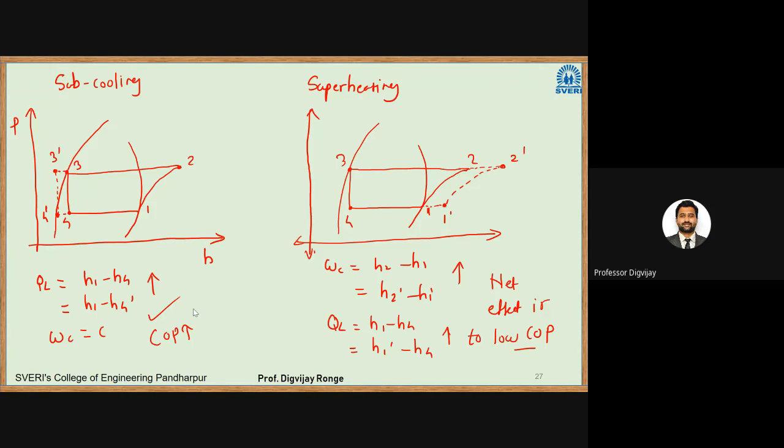Then we move towards the VCR cycle, vapor compression refrigeration cycle, and then we solve the numericals related to it. Last, in this lecture, we have studied what are the factors affecting the performance of VCR cycle. That is the condenser, evaporator, pressure, temperature, subcooling, and superheating.